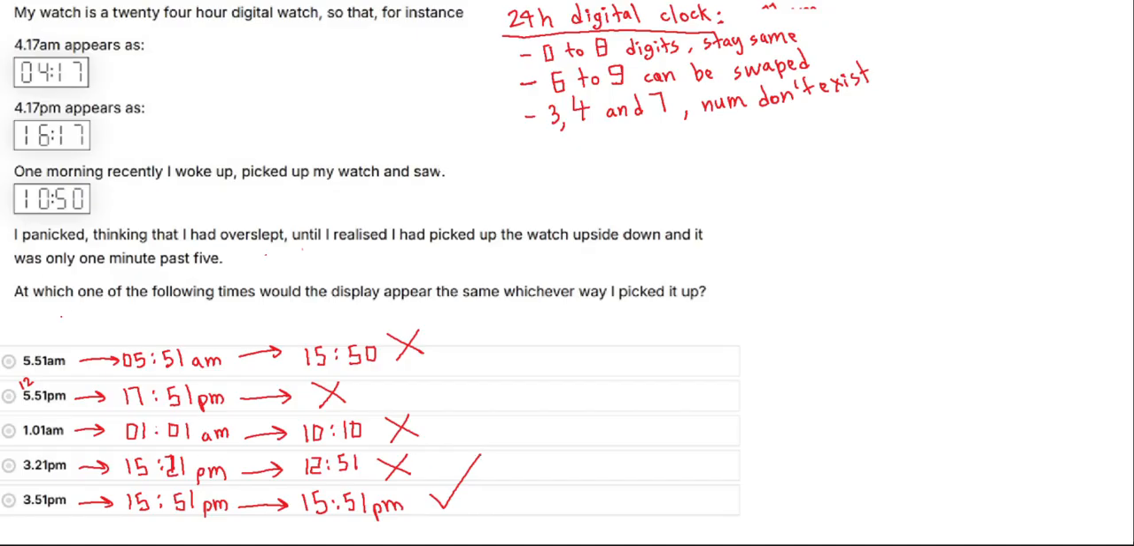I can also show you how exactly it looks. If we flip this 180 degrees, it gives exactly the same thing, the exact same time, just as before. So the only correct option is 3:51 p.m. So this is how we solve this question.